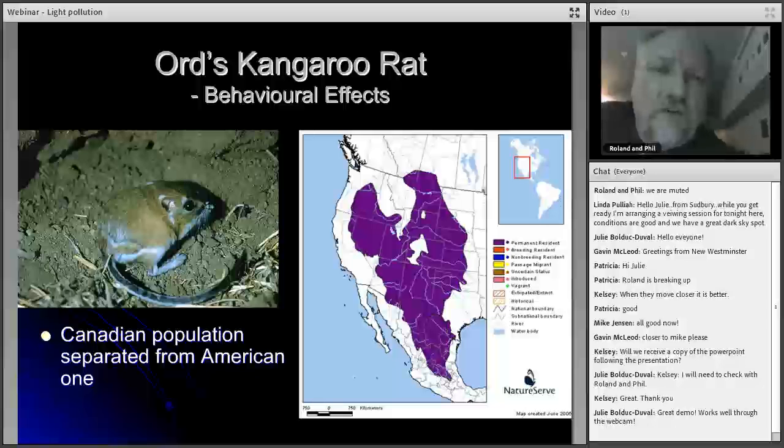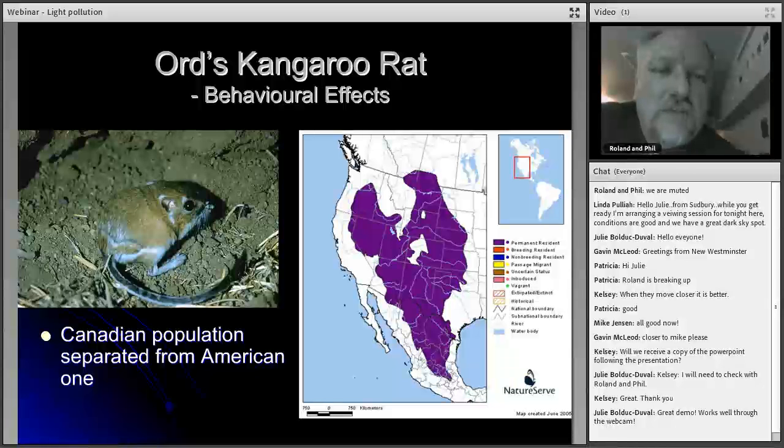An example here from Alberta and Saskatchewan of an animal that is impacted by artificial light at night, something called Ord's kangaroo rat. And I'm going to talk about the behavioral effect here again of the light. Everything we've talked about so far has been behavioral effects of light at night on animals.